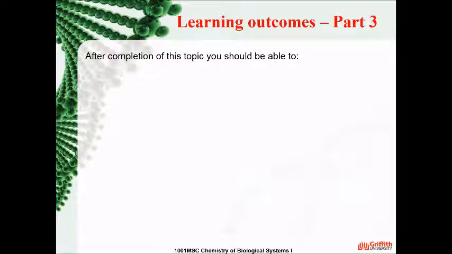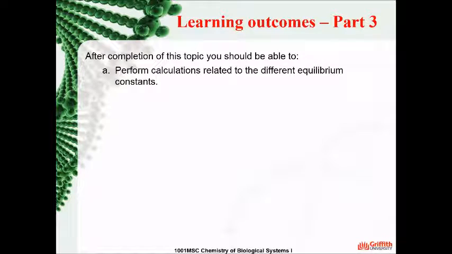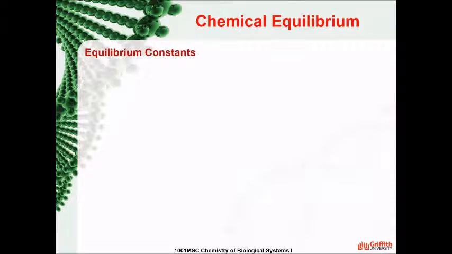The learning outcomes for the third part of Module 9 are: perform calculations related to the different equilibrium constants, and calculate the percentage ionization of weak acids. We will now cover some calculations, so it is a good idea to have your calculator handy to practice during the lecture. In this section, we will look at the concept of equilibrium and do some relevant calculations.